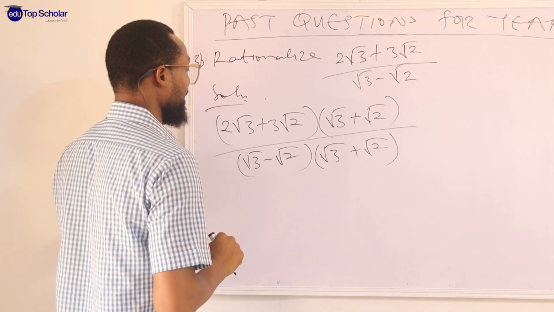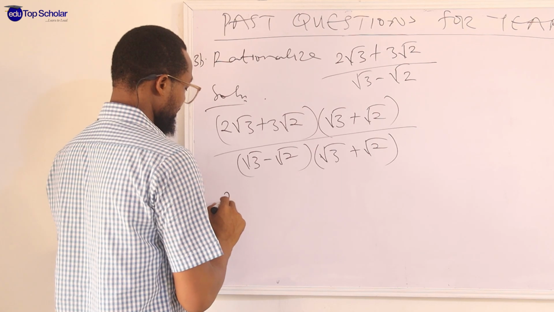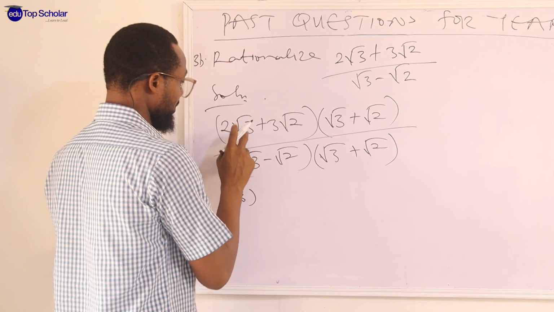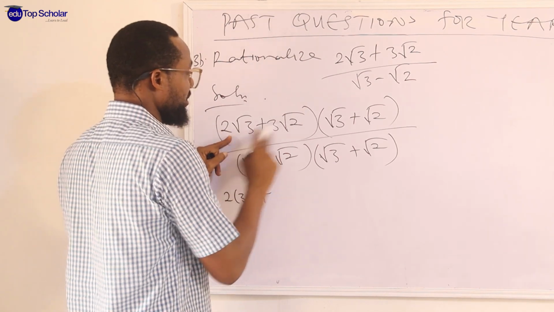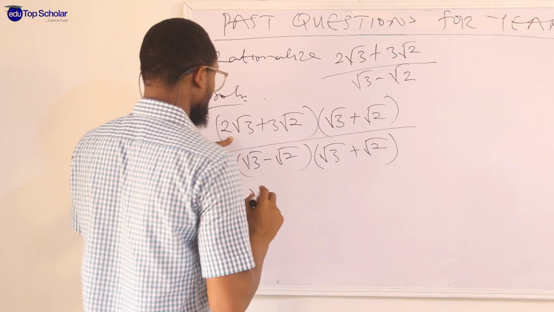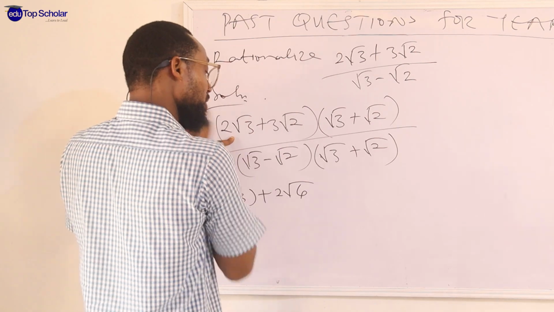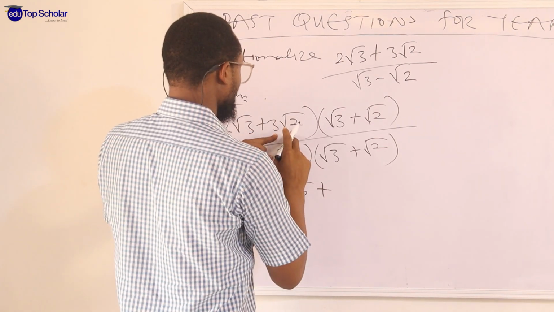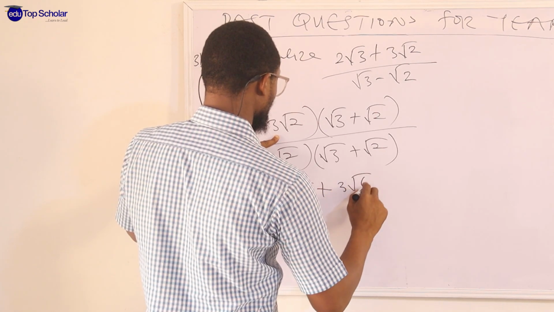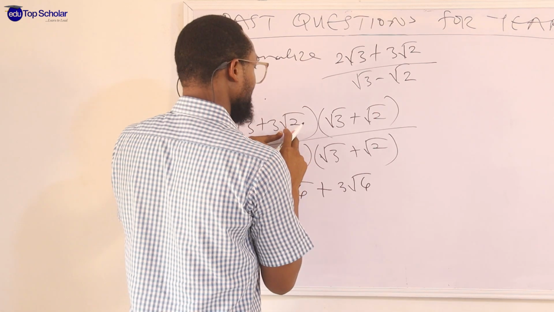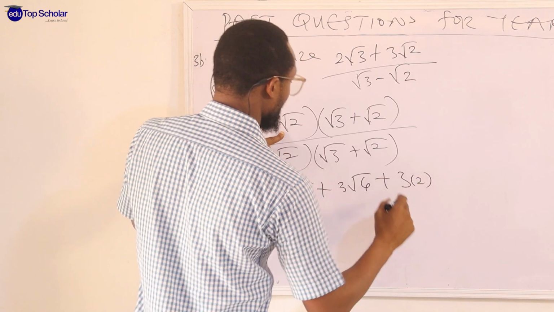2 root 3 multiplied by root 3, that will be 2 times 3. I believe you all get that. 2 multiplied by 3, because root 3 by root 3 will be 3. Plus 2 root 3 multiplied by root 2, that will be 2 root 6, that is 3 times 2. Plus 3 root 2 now by root 3, this will be plus 3 root 6. And now this multiplied by this, that will be plus 3 times 2 also.